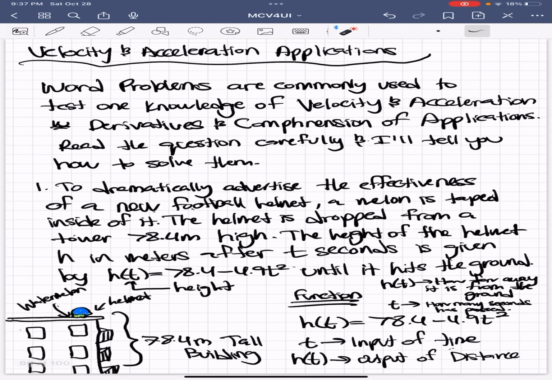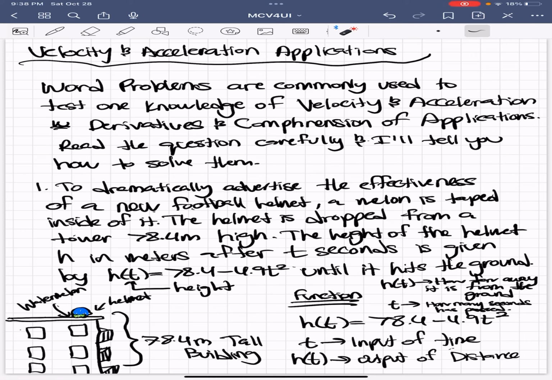So word problems are commonly used to test one's knowledge of velocity and acceleration with derivatives and comprehension of applications. So read the questions carefully and I'll tell you how to solve them. To dramatically advertise the effectiveness of a new football helmet, a melon is taped inside of it. The helmet is dropped from a tower of 78.4 meters high. The height of the helmet, h in meters after t seconds, is given by h of t equals 78.4 minus 4.9 t to the power of 2 until it hits the ground.